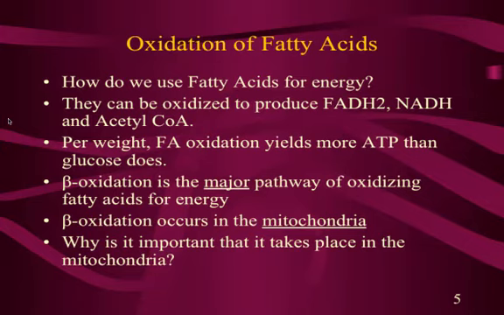Beta oxidation is a major pathway of oxidizing fatty acids for energy. Beta oxidation occurs in the mitochondria. Why is it important that it takes place in the mitochondria? Utilize acetyl CoA. And? Somebody help Aiden. Yeah, these guys. ETC's in there.